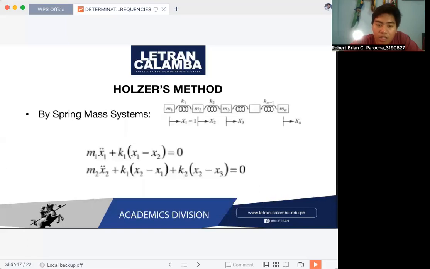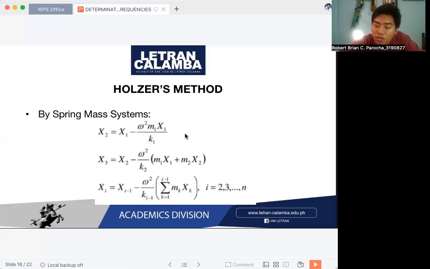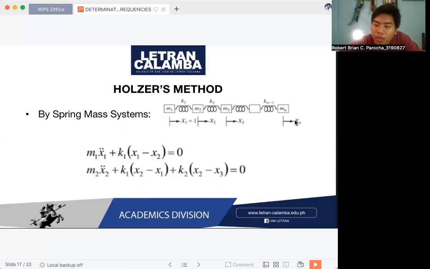Next is spring mass systems. As you can see in the figures above, it is part of Holzer's method that is also applicable to vibration analysis of spring mass systems. As you can see in this figure, it is a series of single degree of freedom systems, in series.